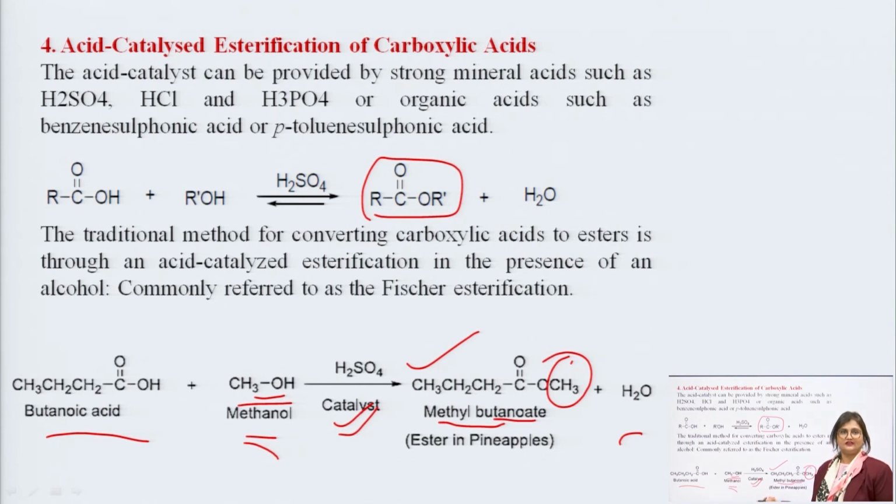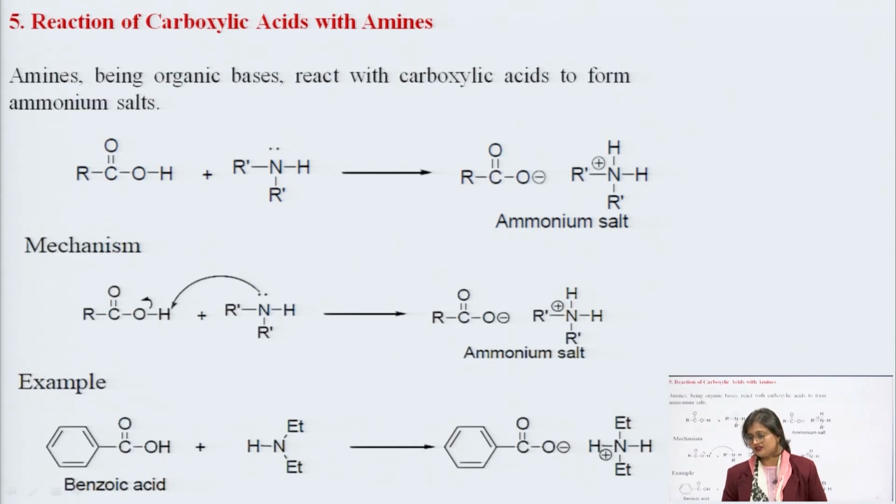So, esterification of parent butanoic acid happens in the presence of an alcohol and a strong acid such as sulfuric acid. Again, this happens in the presence of water. This happens in the presence of water. Next, reaction of carboxylic acids with amines.